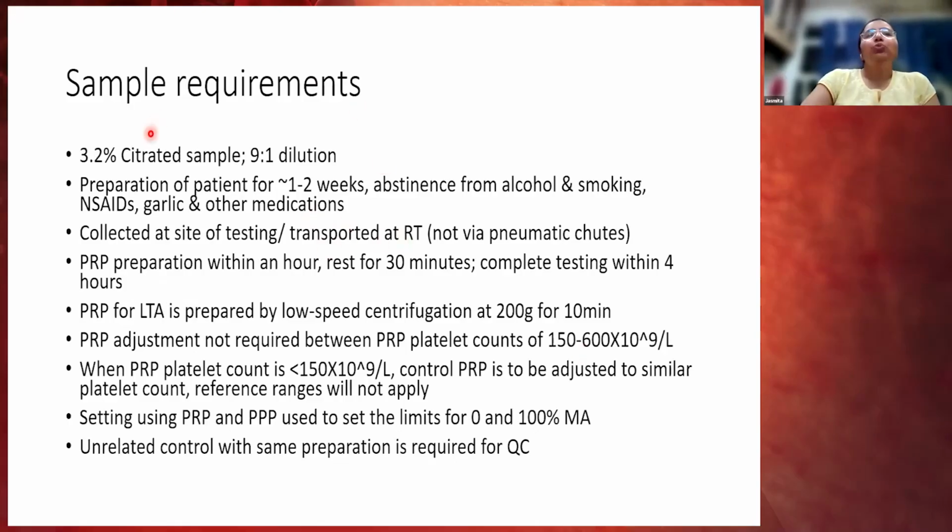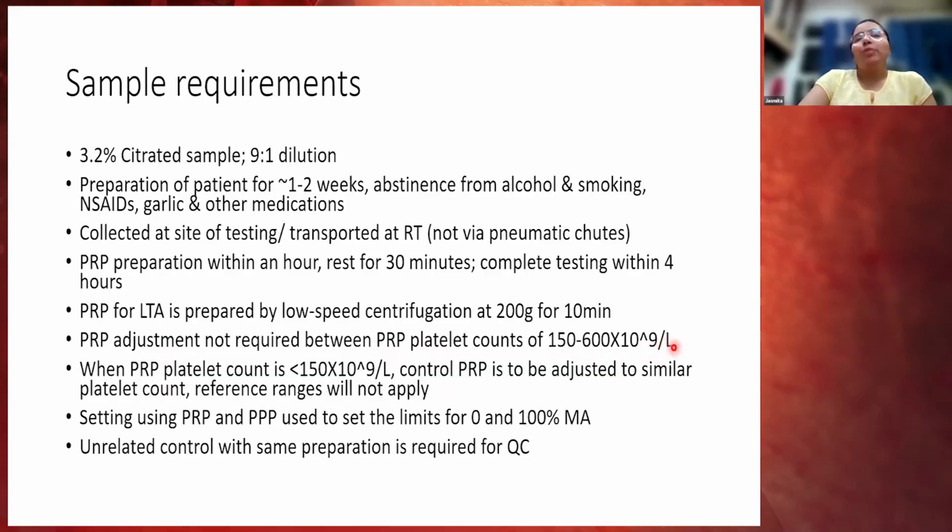So the test is done on 3.2% sodium citrate in 9:1 dilution. Patient preparation is important. Abstinence from alcohol, smoking, NSAIDs, which can affect the test, is important. Sample collection is preferably at the site, or if it has to be transported, it should be transported at room temperature, not via pneumatic chute. PRP should be prepared within an hour of sample collection, let it rest for 30 minutes, and then complete the testing within 4 hours. Usually, a low centrifugation speed is used, and adjustment is not required when the PRP platelet counts are between 100 and 600 × 10^9 per liter.